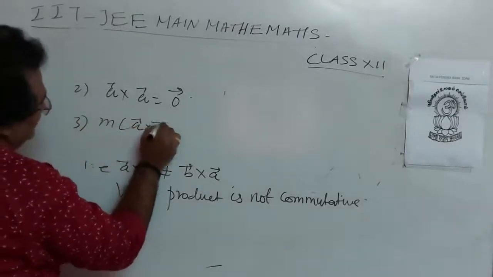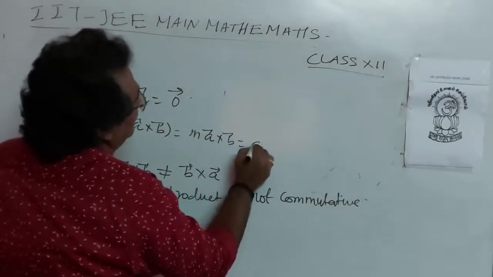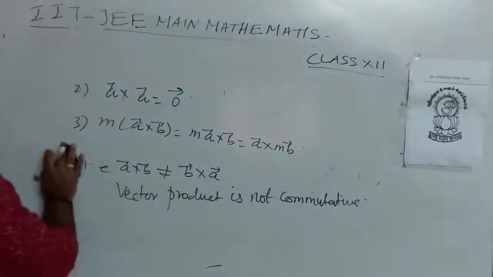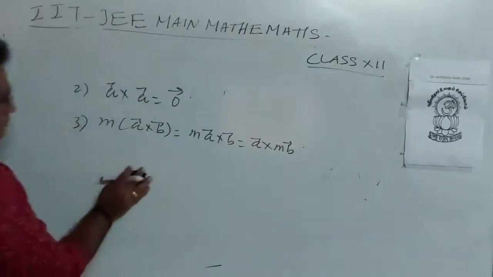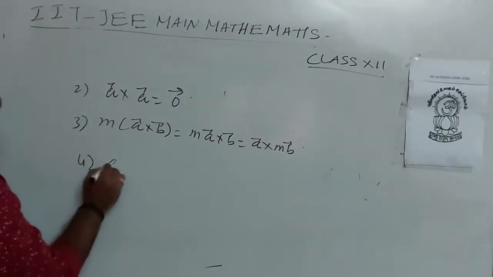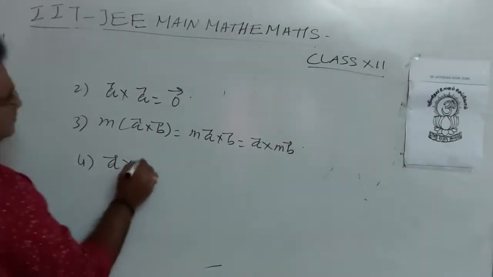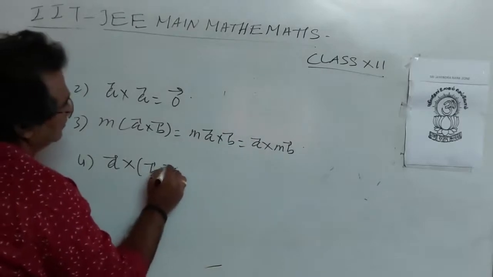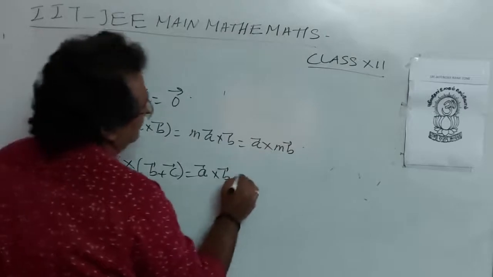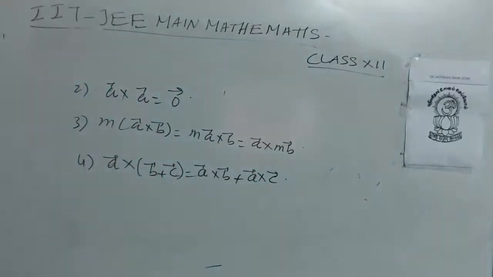M into A vector cross B vector equal to M A vector cross B vector equal to A vector cross M B vector. A vector cross B vector plus A vector cross C vector.